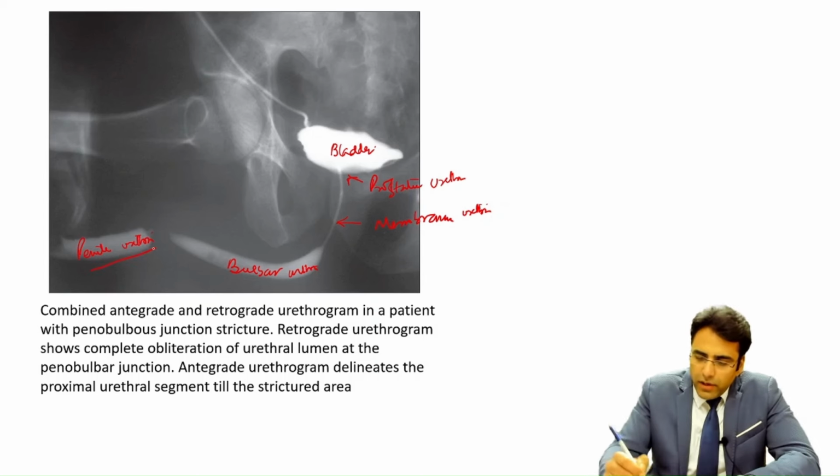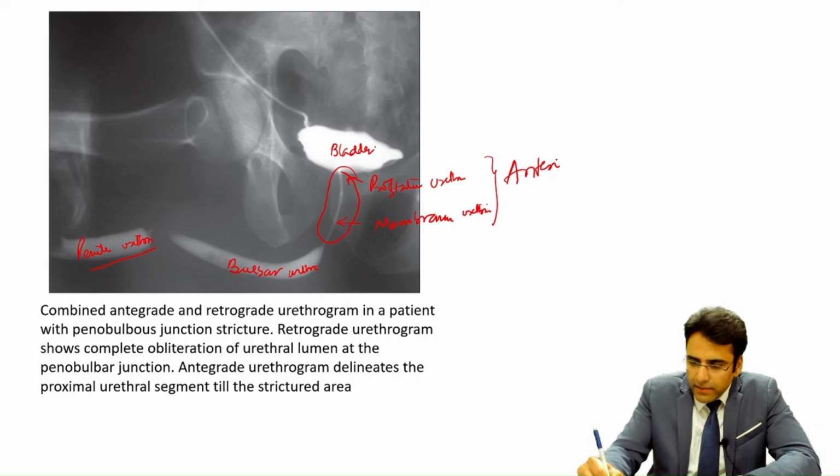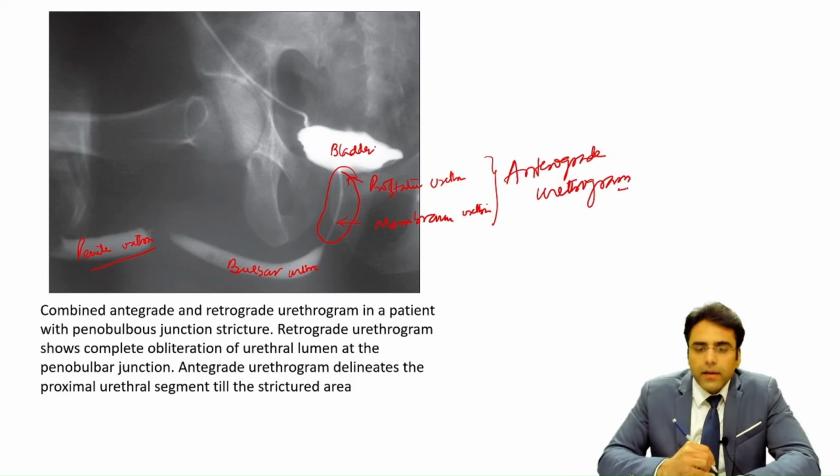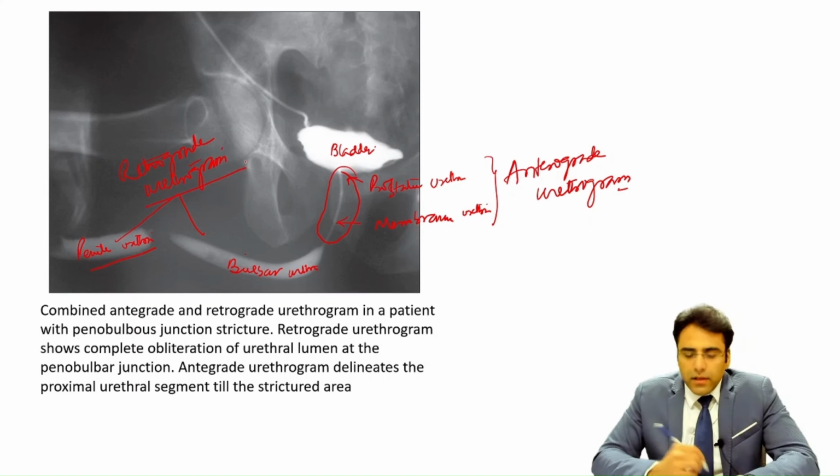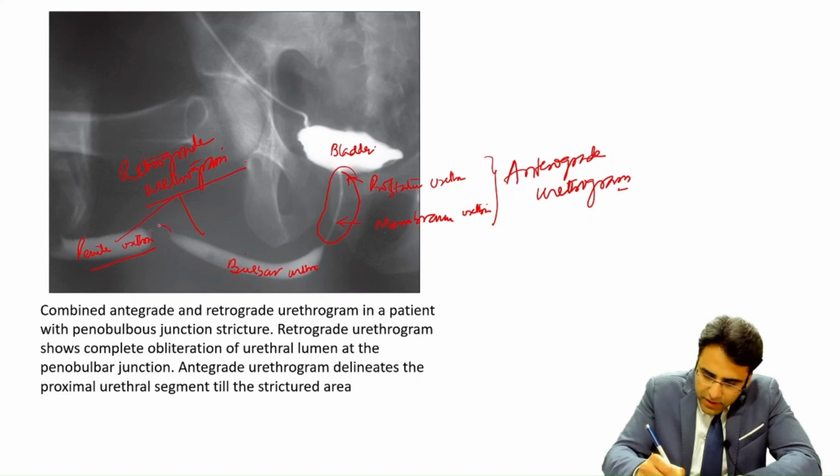Clear? Now, if you have to assess the proximal urethra, we go for anterograde urethrogram. Clear? And if you have to assess the distal urethra, you have to go for retrograde urethrogram. Clear? Now in this case, you can see there is a stricture at this level.